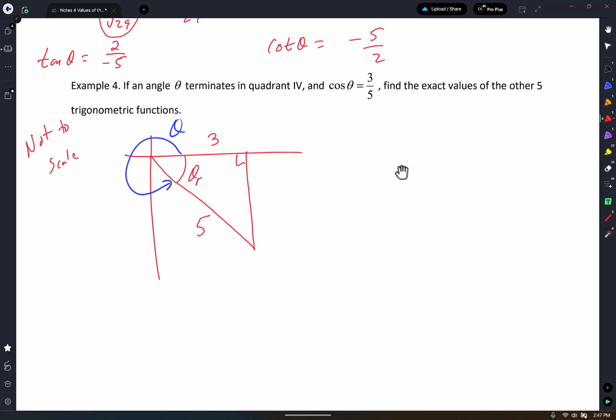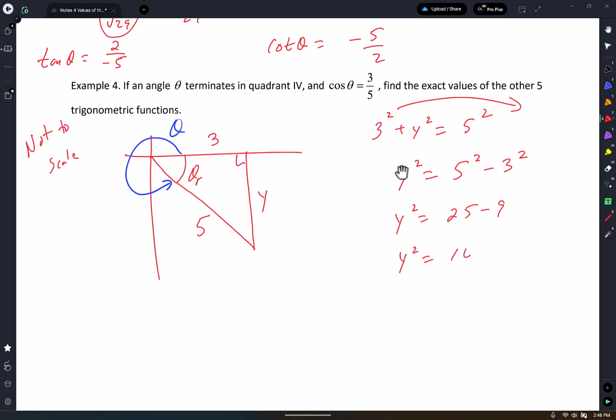So this is, well, I guess I'm going to put a y here. You could always do this. 3 squared plus y squared equals 5 squared. I know, you can just put negative 4 in there. But just in case you're wondering where it comes from, move that 3 squared that way. Y squared equals 5 squared minus 3 squared. Y squared equals 25 minus 9. Y squared equals 16. And you want y, not y squared, right? Square root. Y equals plus minus 4.